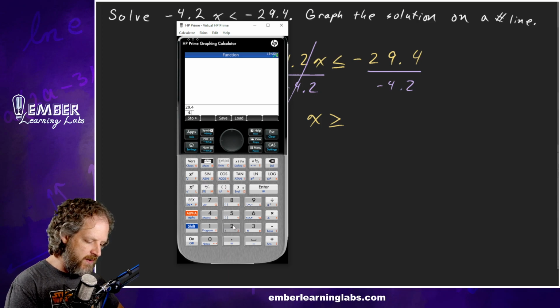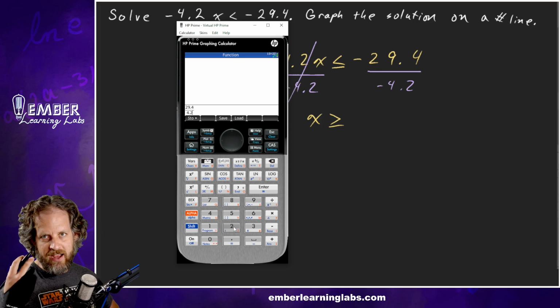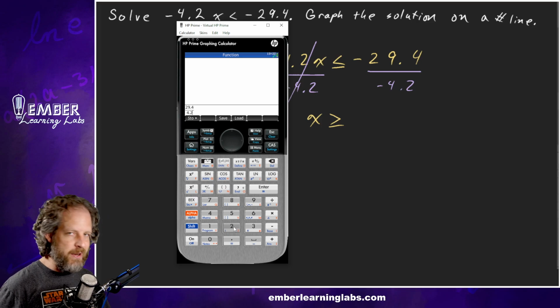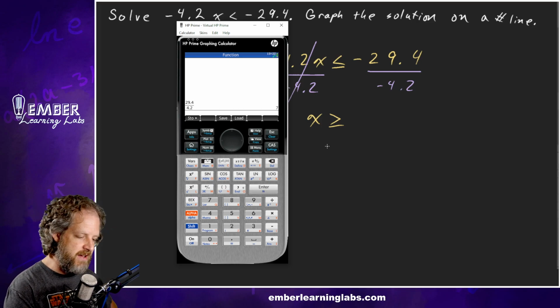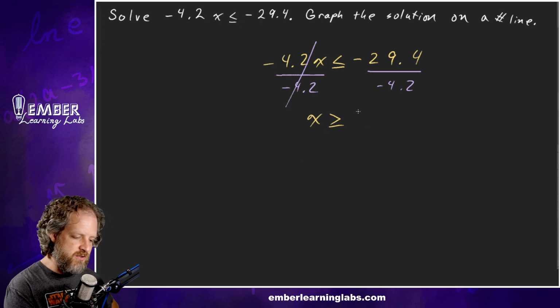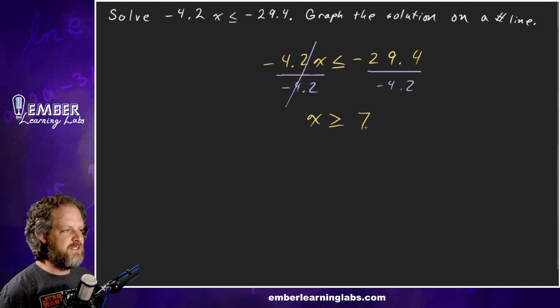Sometimes I do put a negative into the calculator, but most of the time, do the negatives in your head and do the arithmetic part on the calculator, right? So hit enter, we get a 7. So our answer is x is greater than or equal to 7. I drew that weird. How about that? That looks a little bit better.